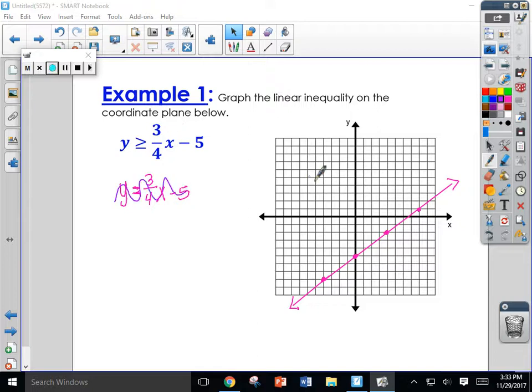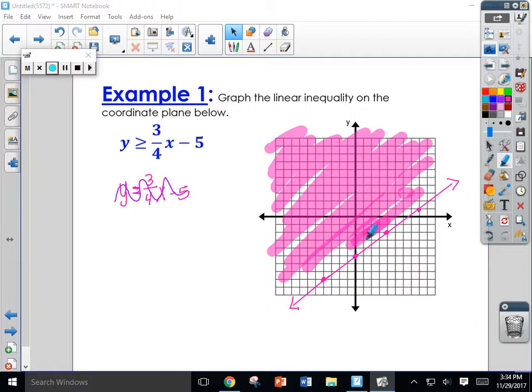So using that same concept, this is going to be a solid line because it's equal to. If it didn't have equal to, my line would have dashes in it to show that it's not actually equal to what's sitting on the line. Also, y is bigger. So if y is bigger, that means not only is everything on the line a solution to this equation, but everything above the line, because that's where my y values are bigger. So everything up here is also a solution. So you're going to shade that to show that everything up here is a solution to this inequality.